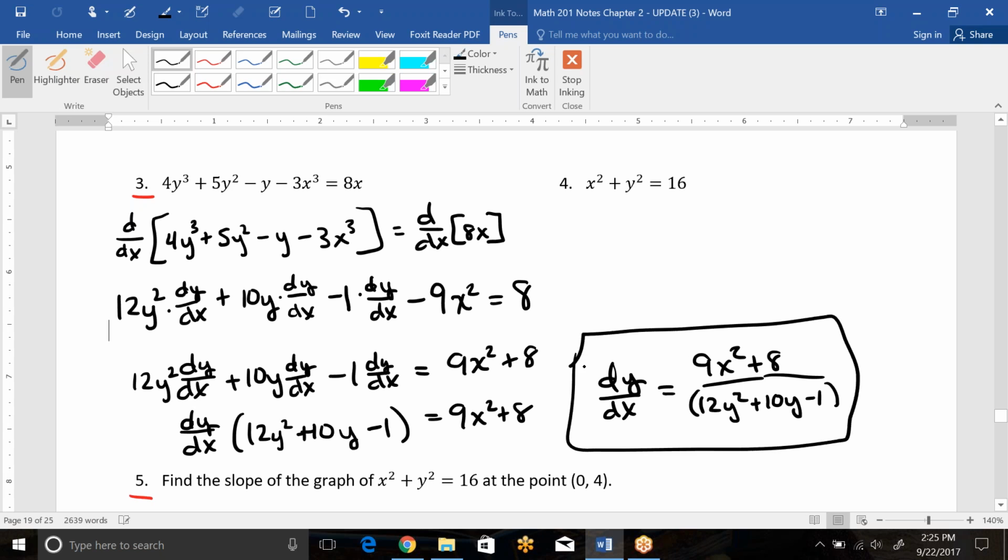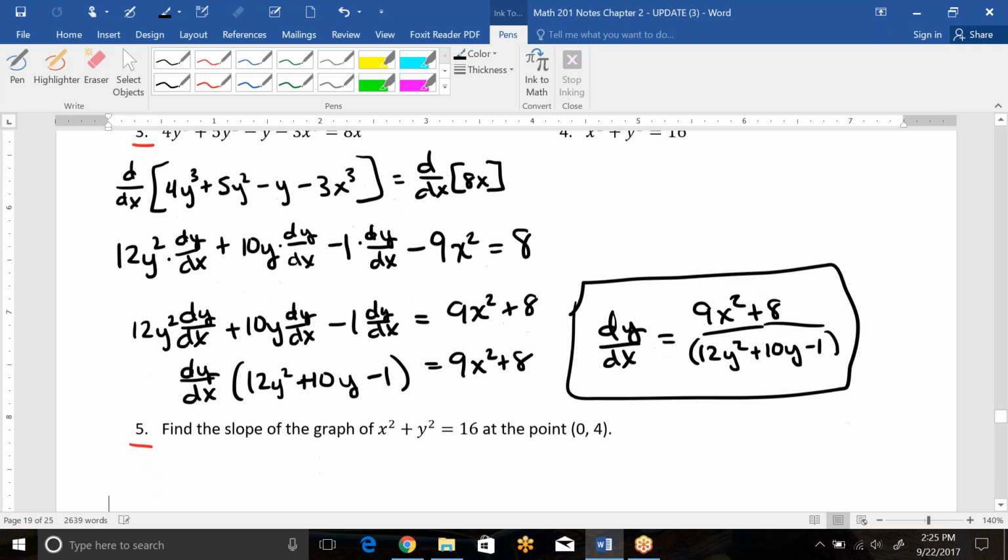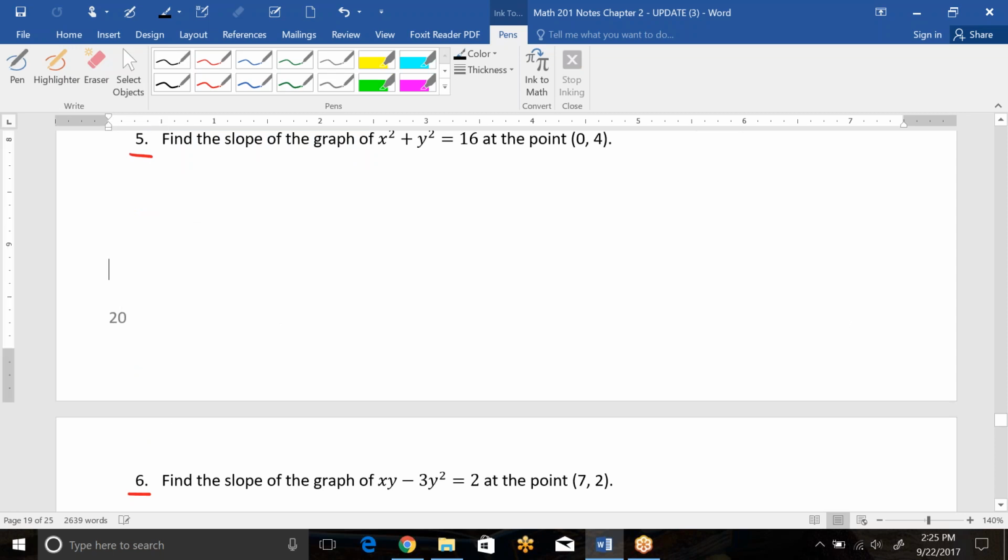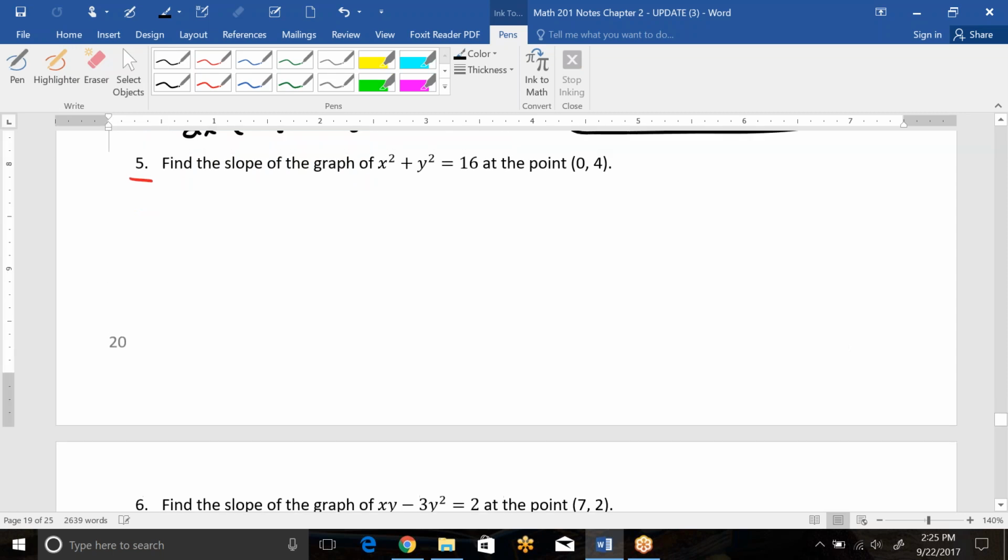Okay, number 5 is going to be an application of this. So if you take an implicit derivative and you have an ordered pair, at the end you can plug in the x and the y and get the slope of your tangent line at that point. So that's what they want, to find the slope of the graph of this function at the point (0, 4).